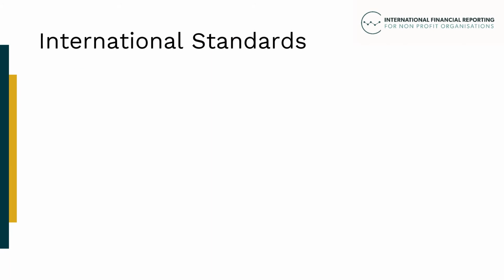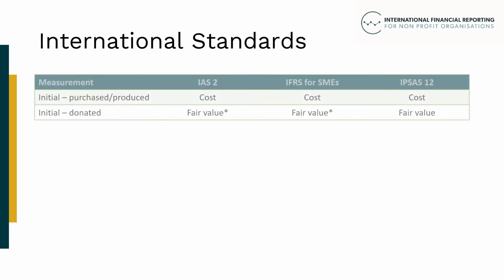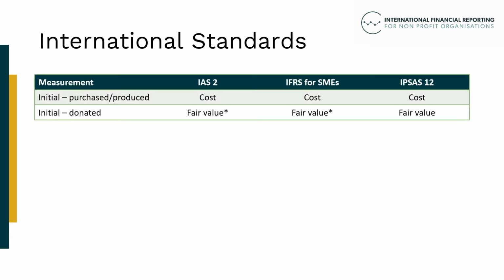At the beginning of this presentation, we discussed some of the general principles around measuring inventory. In international standards, IFRS and IFRS for SMEs have the same requirements for inventory, and the requirements in IPSAS are also very similar. Under all these standards, inventory purchased or produced by an entity would be initially measured at cost. Donated inventory, where this can be recognized, would be measured at fair value, and this is explicitly stated in IPSAS. In IFRS and IFRS for SMEs, the use of fair value is a result of their general recognition requirements.